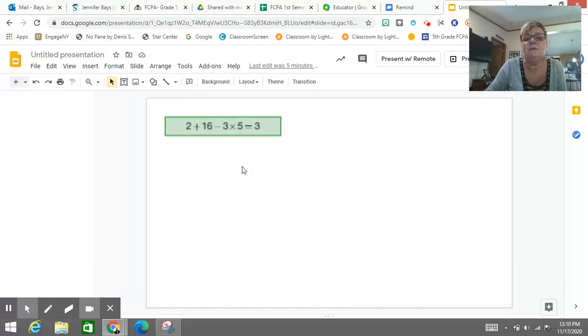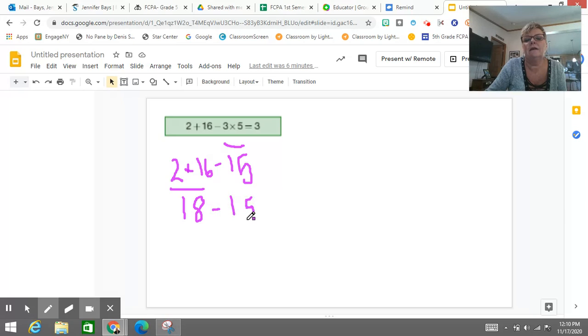Okay. Now, this one says 2 plus 16 minus 3 times 5 equals 3. Is that true? Well, let's work it out and see. 2 plus 16 minus 3 times 5. I'm going to have to do my multiply and divide first. That's going to be 15. Now, copy everything else. 2 plus 16 is 18. Minus 15. And the answer will be 3. So yes, that is correct. It doesn't need any parentheses or anything to make it correct.